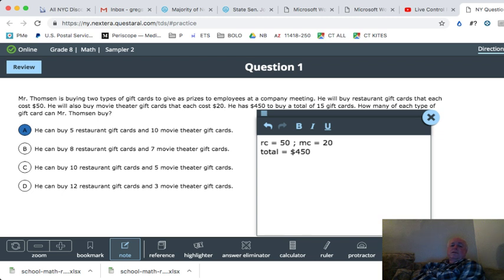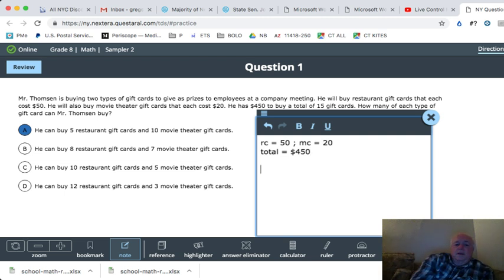He will buy restaurant gift cards, 5 of them, at $50, so that's $250. He will also buy movie theater gift cards at $20. That's 10 of them at $200. He has a total of 15. So it turns out 5 plus 10 is 15, and $250 plus $200 is $450. How many of each type will we buy? So it all matches up. Okay. Turns out there's another way to solve this as well. We can do it algebraically.